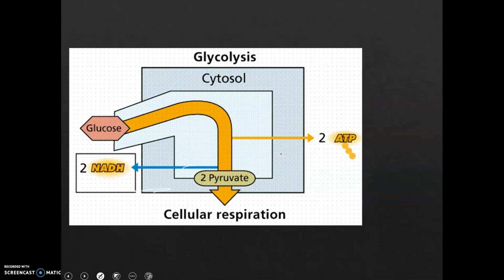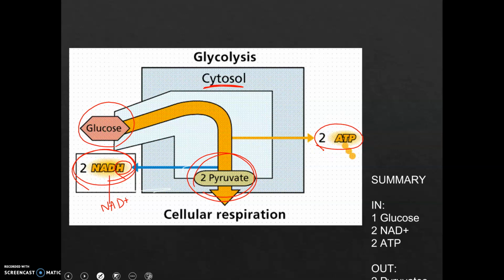This is sort of an overview. Again, glucose in the cytoplasm or cytosol gets broken into 2 pyruvates. It makes 2 NADHs from NAD. Remember, this was NAD+, and it becomes NADH. These hydrogens are coming from the glucose. And then it also makes a net of 2 ATP. Technically, it makes 4, but it costs 2.